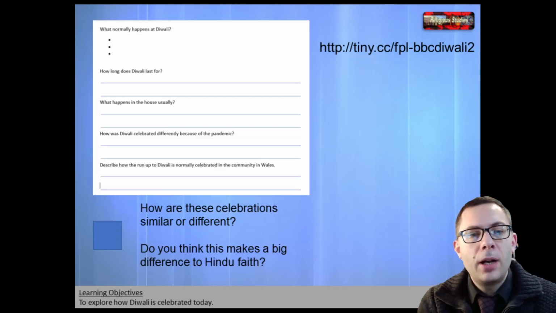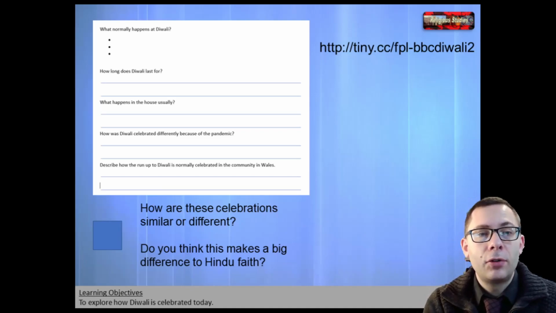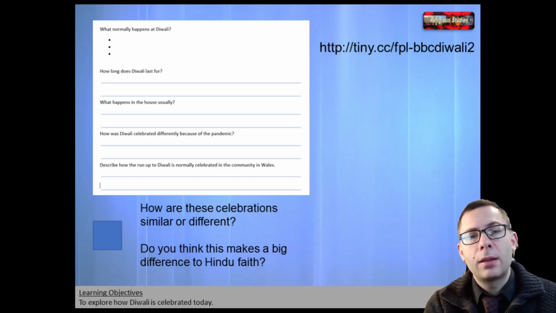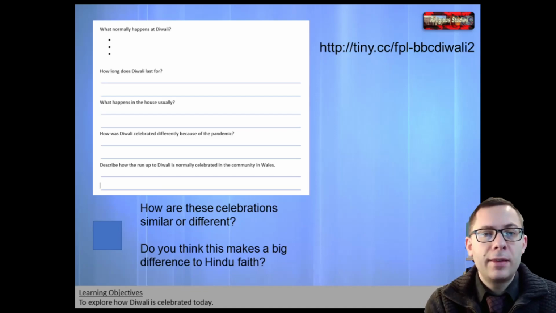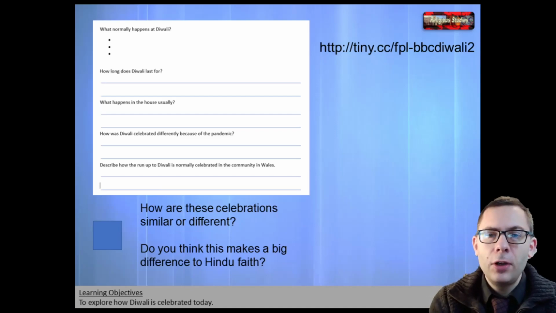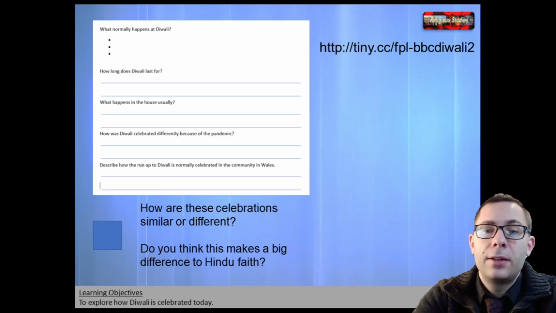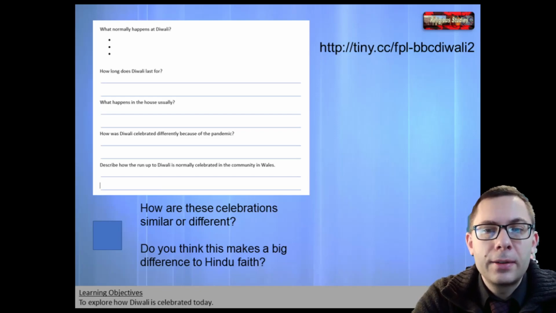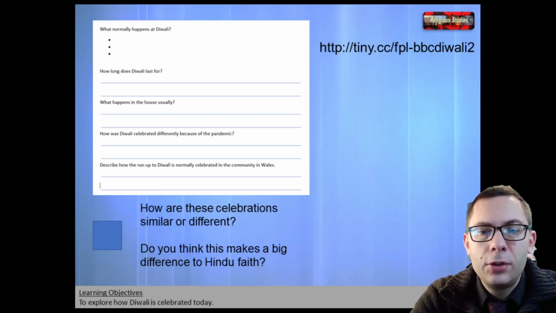Okay, so my next thing for you to think about is, how are these celebrations similar or different, and do you think this makes a big difference to Hindu faith? So there's a thought for you anyway. If you wanted to challenge yourself, give that a go, please do. But there are other parts that I'm going to be doing during this lesson.